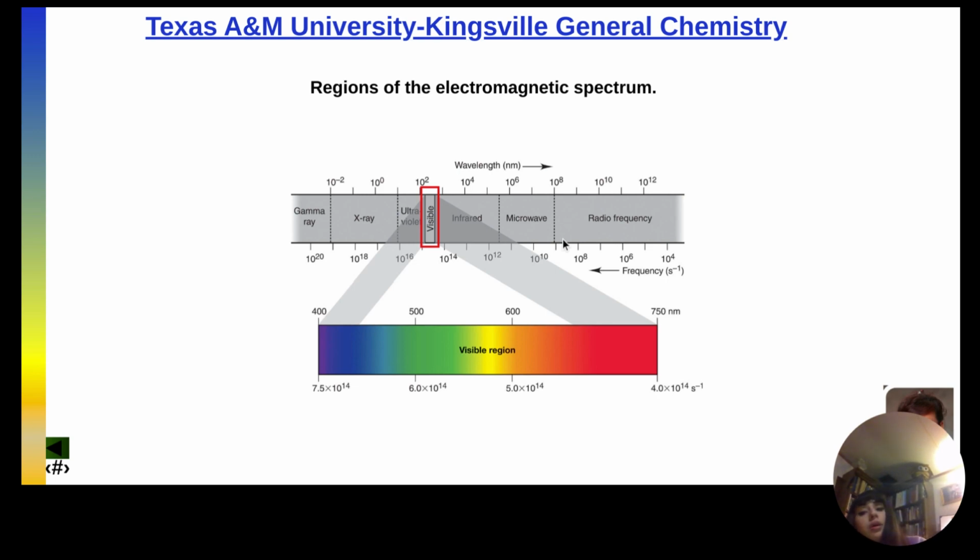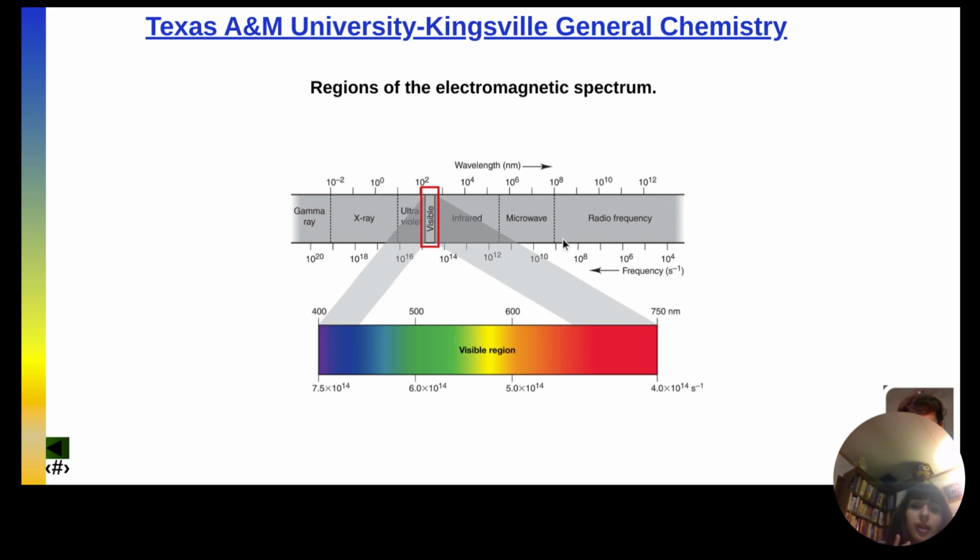Moving on from that, the sliver between 10 to the 2nd and 10 to the 14th is your visible region of light. So that's why you can see me, that's why you can see this light, that's why you can see the different colors of the books in my background. Like from here, from 400 to 750 nanometers is what you see.